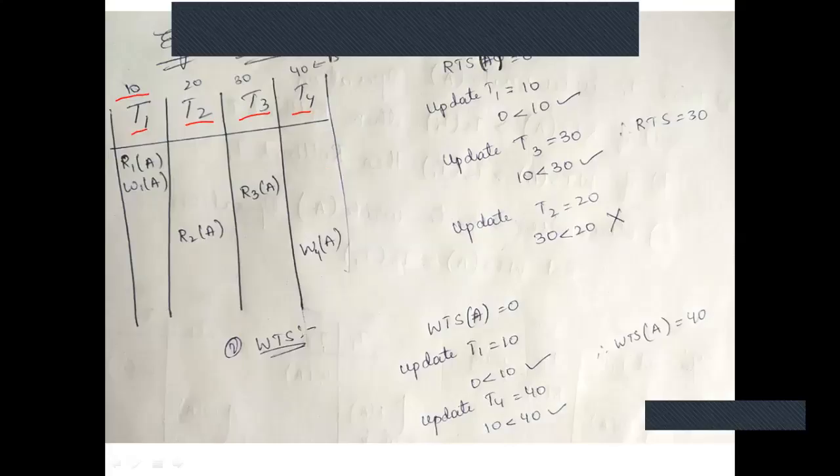And here we are performing read of A. First we are performing read of A, then write of A, then next we'll go to read of A in transaction T3, then read of A in transaction T2, then write of A in transaction T4. You all know how it is interleaved basically. This is nothing but the time at which read is happening, then write is happening.